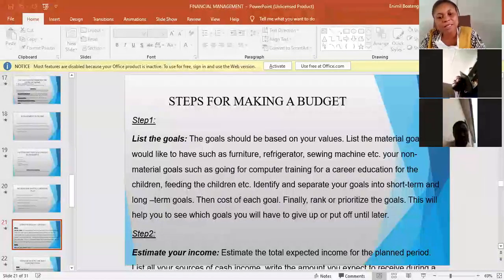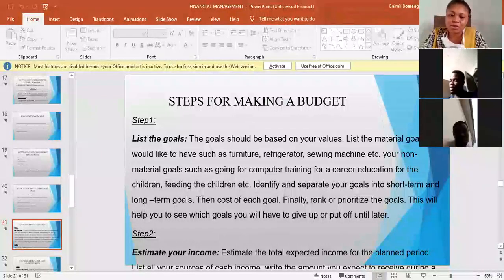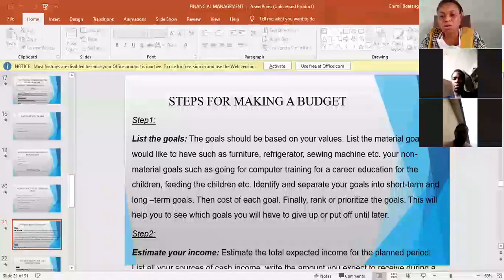Okay, then let's look at steps. Steps for making a budget. First of all, if you want to make a budget, you have to list all the goals that you have. You list them. Now, the goals should be based on your values. Values are the things we cherish in life. So as you are listing your goals, it should be based on your values.